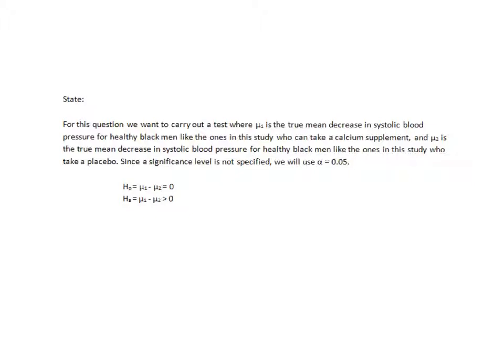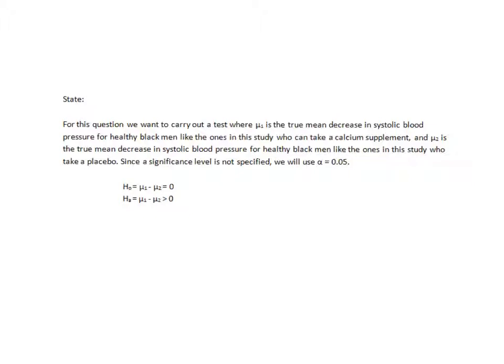So, by following the 4-step process, we begin with the first step, to state. For this question, we want to carry out a test where mu1 is the true mean decrease in systolic blood pressure for healthy black men, like the ones in this study, who take a calcium supplement, and mu2 is the true mean decrease in systolic blood pressure for healthy black men, like the ones in this study, who take a placebo. Since there is no significance level stated, we will use an alpha level of 0.05.